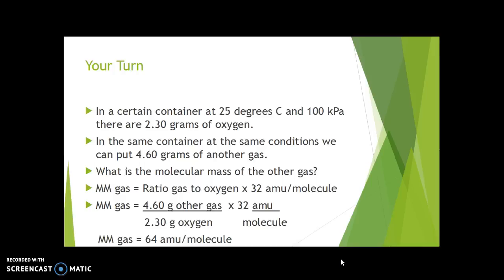Use the same technique every time. The only complication you might run into is that sometimes the problem will give you the mass of the flask that's containing the gases, and then they'll give you the flask plus the gas mass, and then you'll have to do a subtraction before you do your ratio. But if you do it the way I just told you, you'll get the right answer every single time.